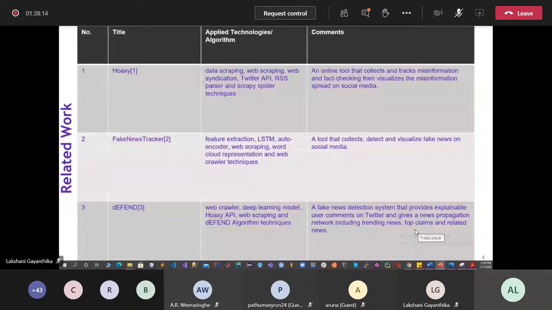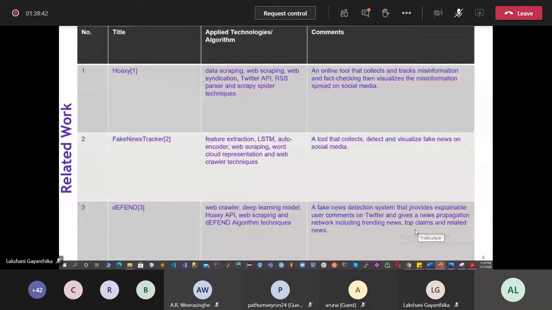Okay, these are some of the related work I have found under the fake news detection topic. First, Hoaxy. They have used several technologies in Hoaxy like data scraping, web stream integration, Twitter API, and Scrapy spider techniques. Hoaxy is an online tool that can collect and track misinformation and fact checks, and then visualize those misinformation on social media.